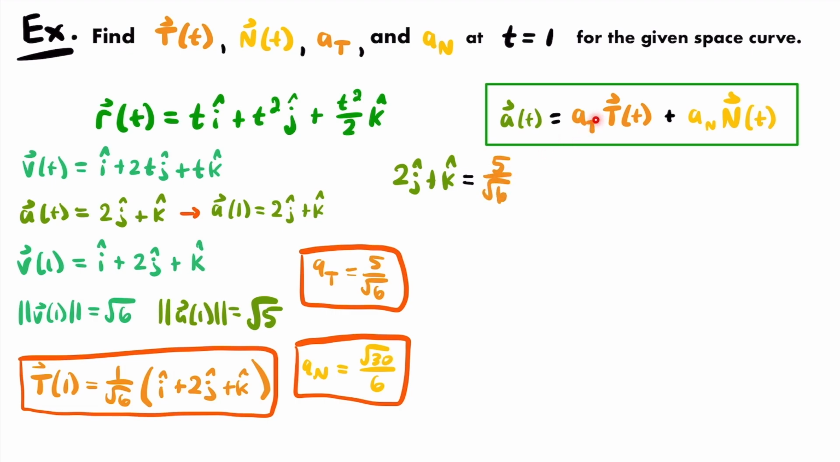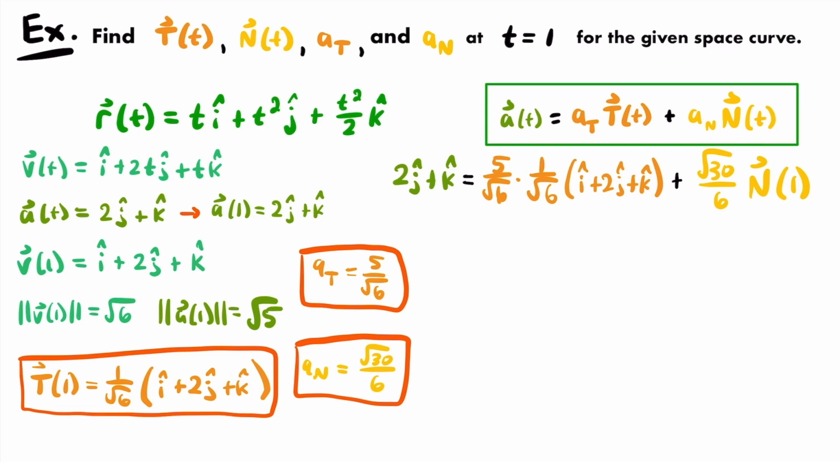But then you want to multiply that by the unit tangent vector, which is this right here. So we're multiplying by 1 divided by the square root of 6, and then we're multiplying by i plus 2j plus k. And then we have plus a sub n, the normal component of acceleration. So we have the square root of 30 divided by 6 times the unit normal vector at t equals 1, right? That's what we're trying to find here. Everything else in this equation was in terms of t equals 1, so will the unit normal vector in this equation. So that's what we want to solve for.